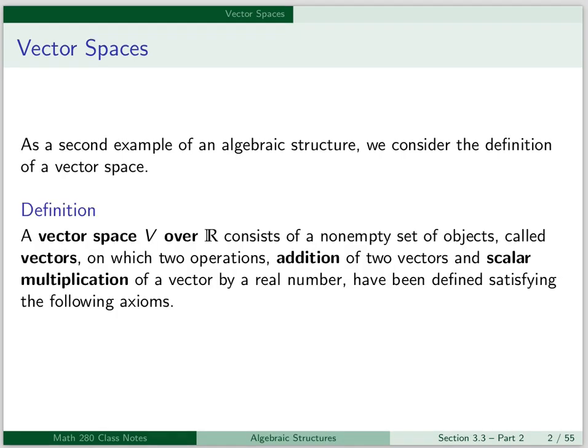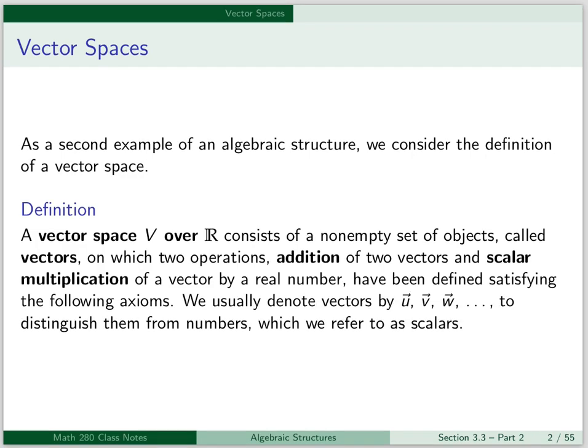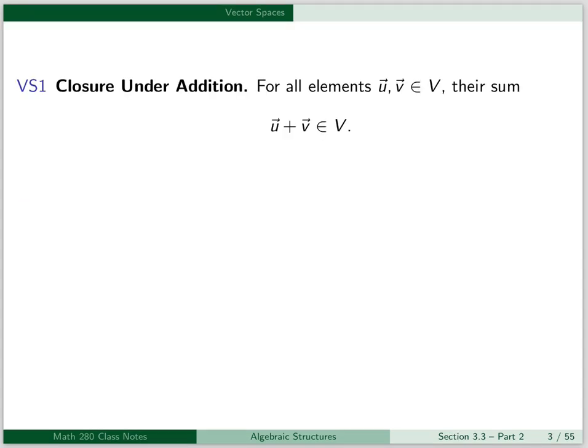A vector space V over R consists of a non-empty set of objects called vectors on which two operations, addition of two vectors and scalar multiplication of a vector by a real number, have been defined satisfying the following axioms. We usually denote vectors with an arrow over the top, and we use letters such as u, v, w, etc. to distinguish them from numbers, which we refer to as scalars. So we have 10 axioms, and we'll denote them VS1 through VS10.